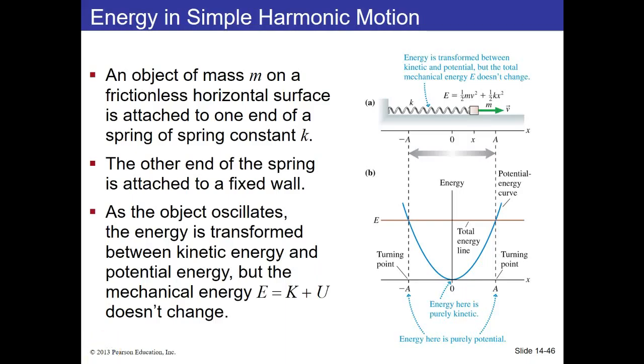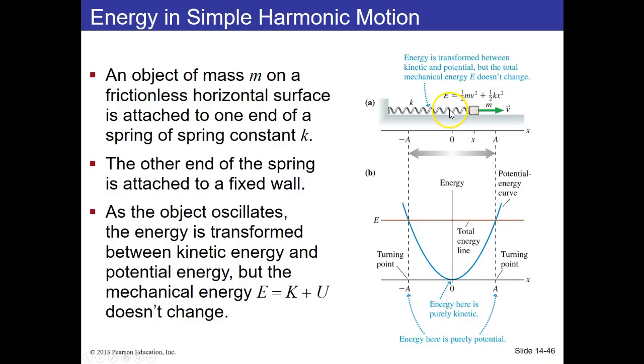Hey, this is Horner, and we're going to look at the second part of the oscillation section. And this is energy in simple harmonic motion. So we've got a mass, and this mass is moving left and right. It is attached to a spring. So as it moves left, it compresses the spring. It comes to an equilibrium point where it's neither compressed nor stretched, and then it comes over and stretches.